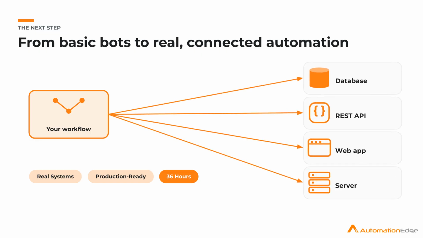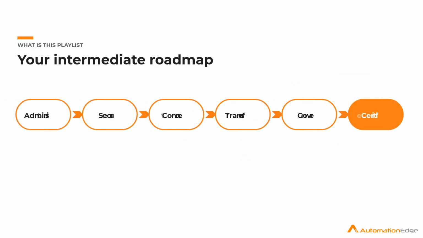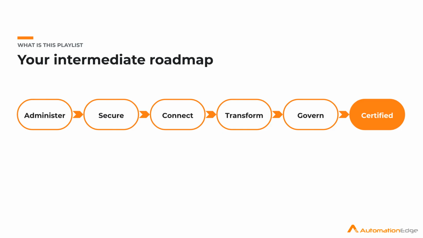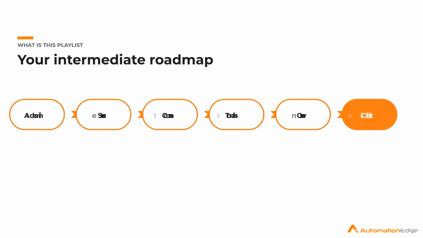Until now, you have built your first workflows. Now it is time to make them real by connecting to live databases, APIs, web apps, and running servers. Across 26 lessons, you will move beyond the basics. You will learn to administer the server, secure your automations, connect to real systems, and govern them like a professional.